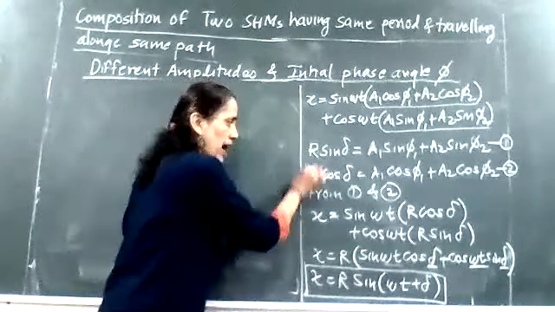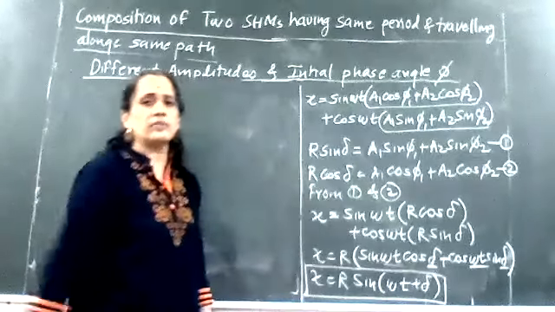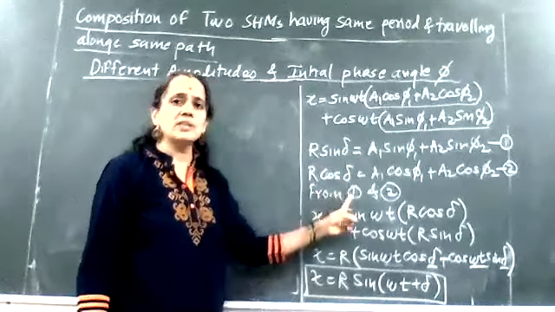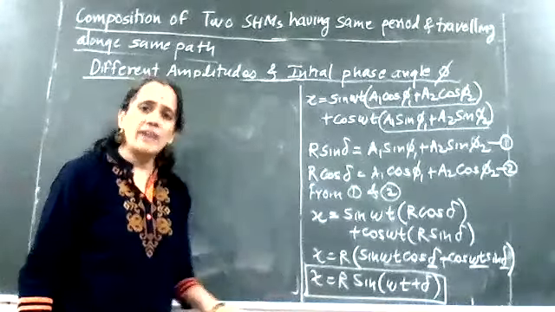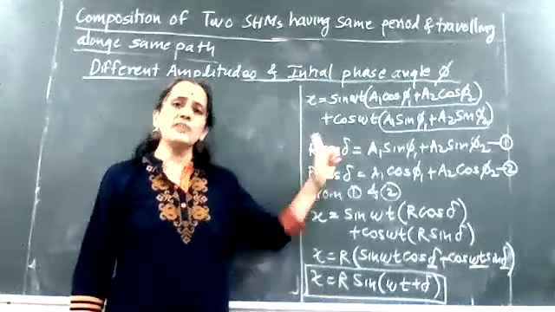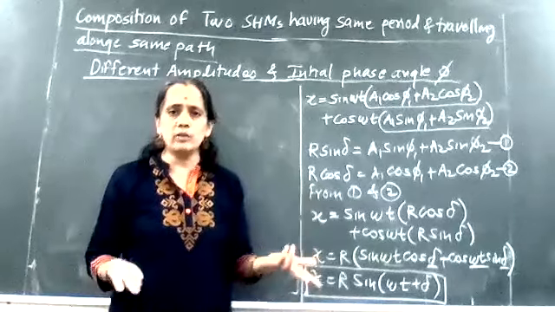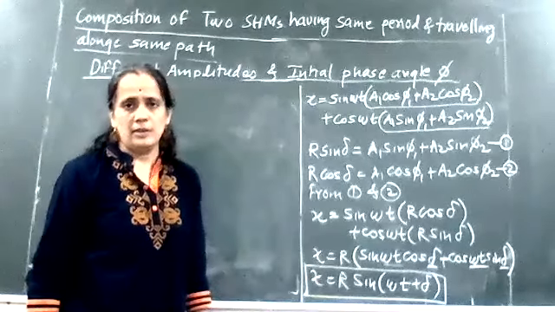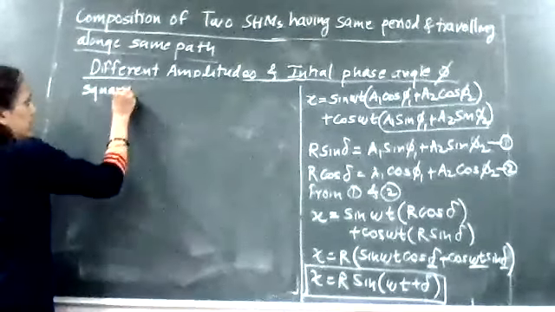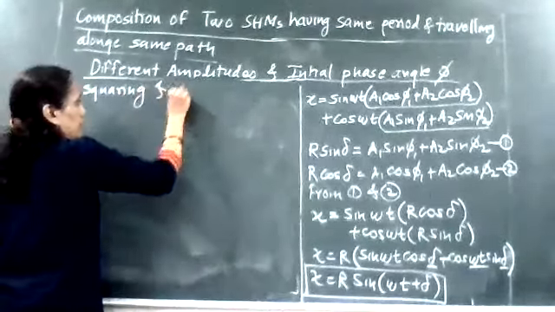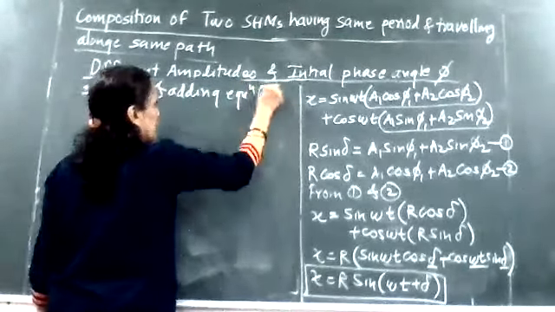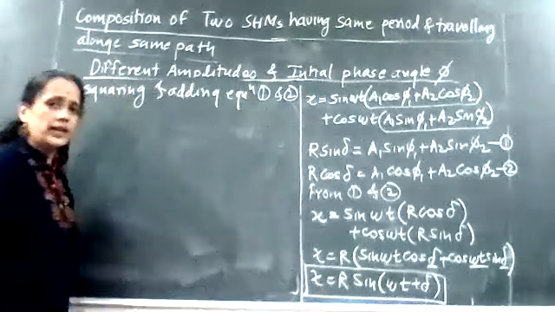So what is remaining? After squaring, you can add these two equations. What will become? R square in bracket sin square delta plus cos square delta. And you have an identity: sin square delta plus cos square delta is equal to 1. Means I will get the value of R square, and if I take the square root, I will get the value of R. Clear? So what I will do? Squaring and adding equation 1 and 2. So I will square and add equation 1 and 2.